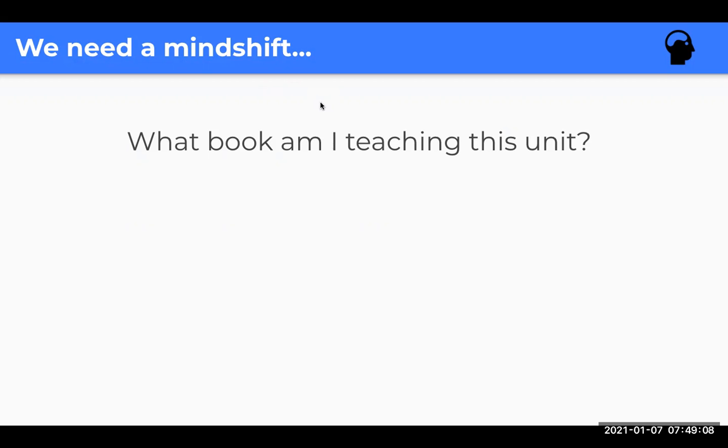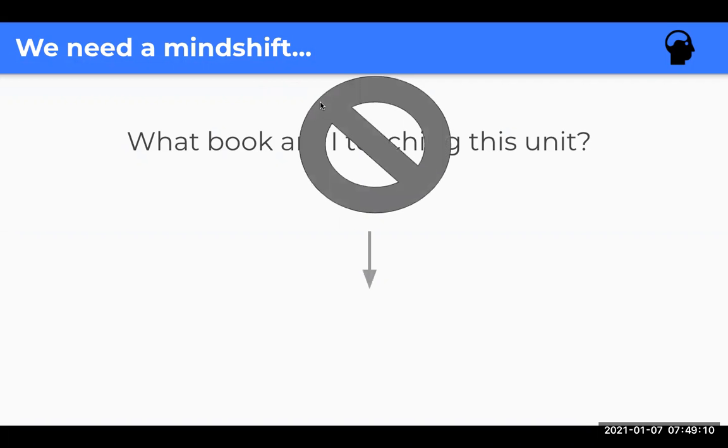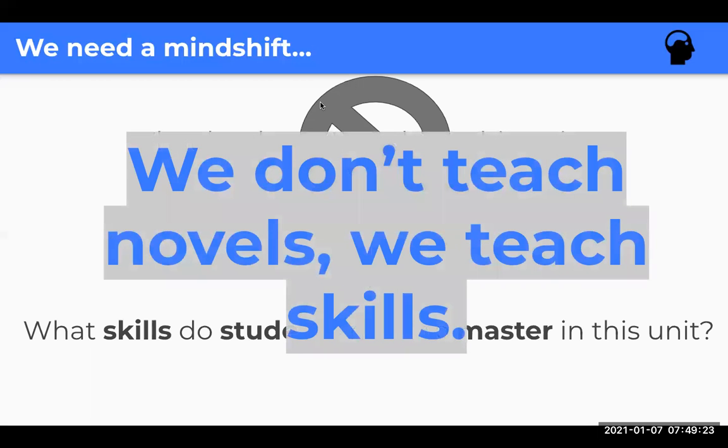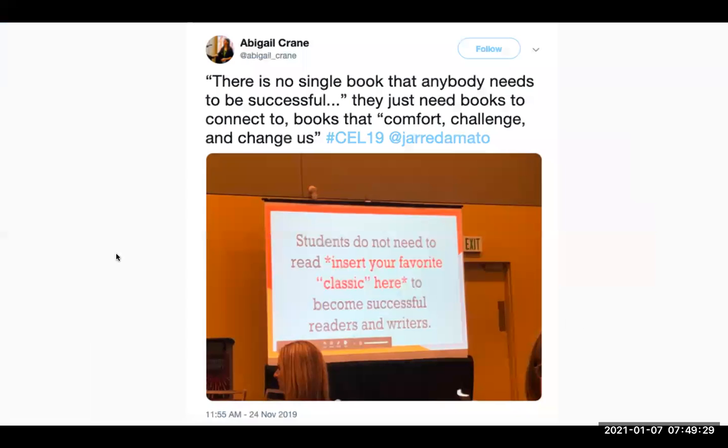And we need to shift away from this because we don't teach novels. We need to ask ourselves, what skills do students need to master the unit? And we use literature and other texts as the vessels to help them master those skills. Again, we don't teach novels, we teach skills. And that's the embodiment of this practice we're going to learn about today.